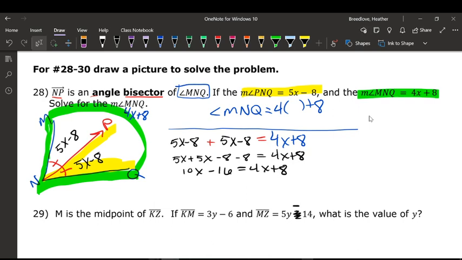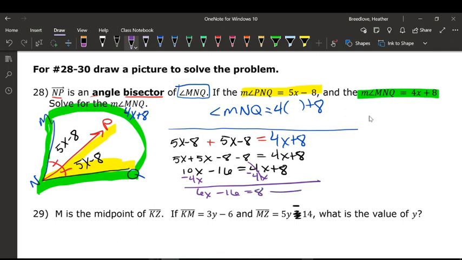So I haven't solved anything yet. I just simplified it. I combined like terms. Pieces that are the same, I put them together. X terms, non-x terms. Now I'm going to solve it. So I'm going to subtract 4x. So I have 6x minus 16 equals 8.